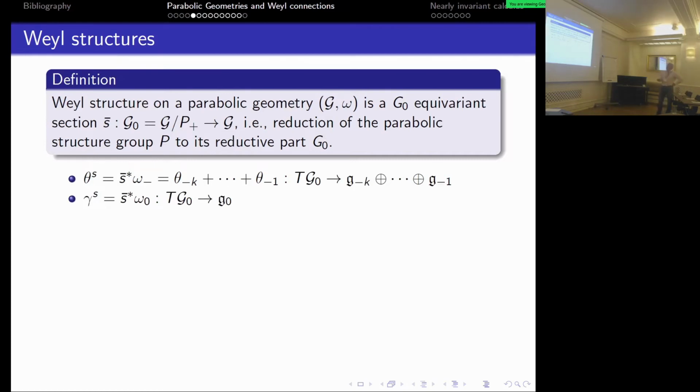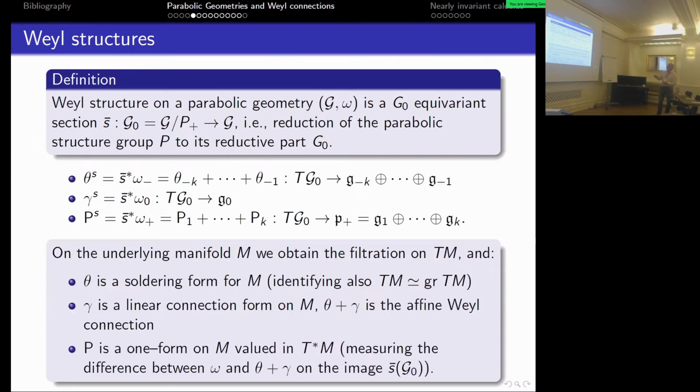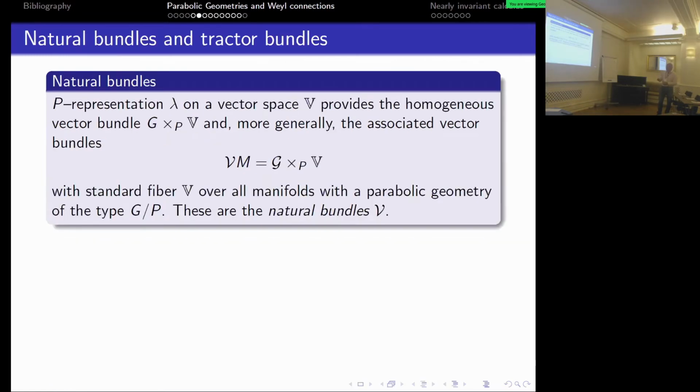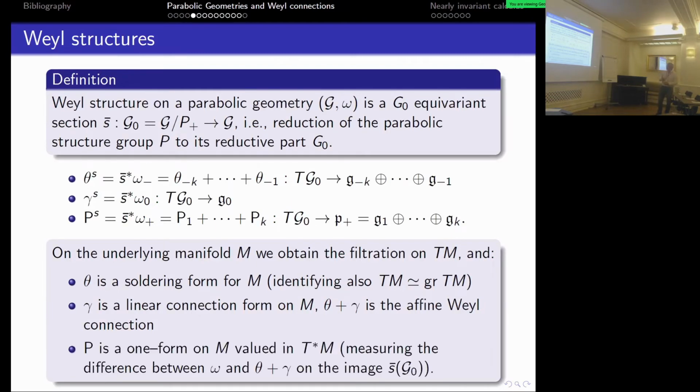So then the next one is the component in G0. And this is just a connection form. So it's a linear connection form. And the third one, rho, is something like a measure, a tool measuring the difference between the things. So you see theta is a soldering form on M, which identifies TM with graded TM. Gamma is a linear connection on M. So if I sum them together, theta plus gamma, then I get what I call an affine connection, right? And rho is a one form on M valued in T star M, in G1. G1 is there to model the T star. And it just measures the difference between the original form omega and theta plus gamma on the image, right?